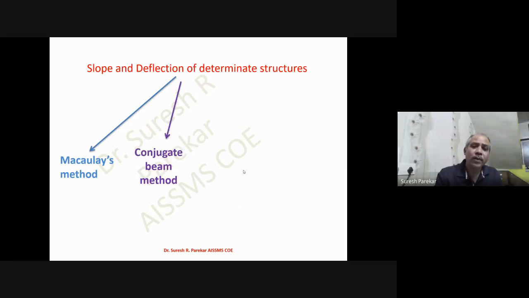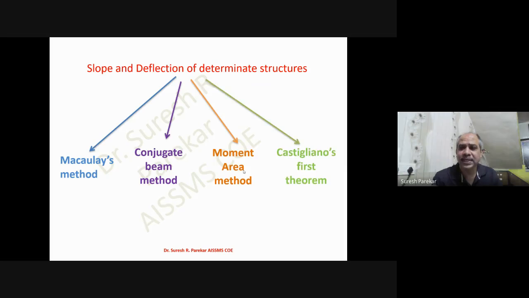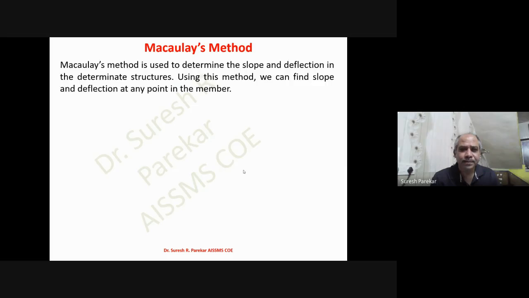We have four methods which are mainly used: Macaulay's method, conjugate beam method, moment area method, and Castigliano's first theorem, which is known as the strain energy theorem. Today we will go with Macaulay's method. This method is used to determine slope and deflection in determinate structures. Using this method, we can find the slope and deflection at any point in the member.